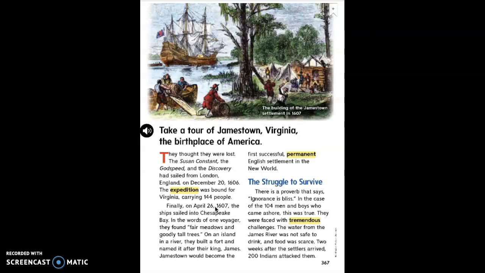Now, as you kept reading, you were supposed to look for other things that happened. And the next thing that happened as you went on, this is all great information, but it's not necessarily things that we're going to include in our sequence. And if you continued on to the struggle to survive, you would have noticed that the next thing that happened was 104 men and boys came ashore. So although that doesn't have those exact words like next, then, and finally, that's an important event that has happened.